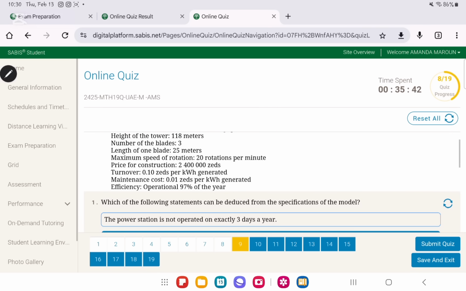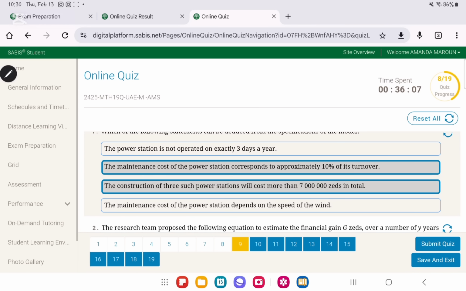Well, for sure, if for one power station it costs 2,400,000, then for 3 power stations you do 2,400,000 multiplied by 3, and you get 7,200,000. So definitely it is greater than 7 million. Okay, so definitely this is also correct.